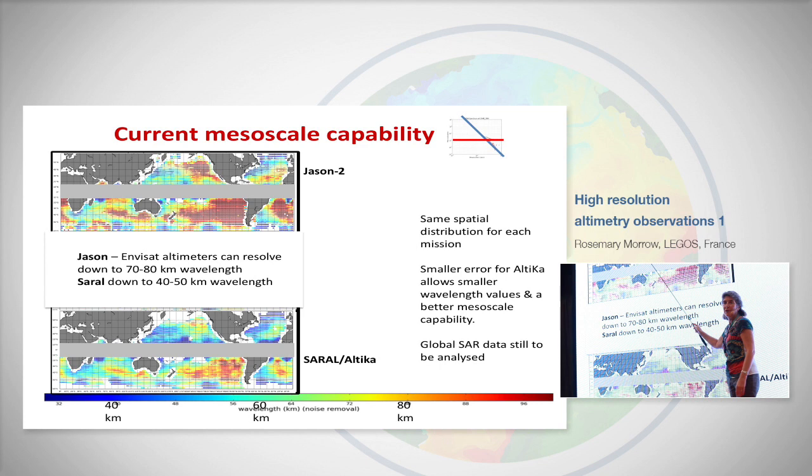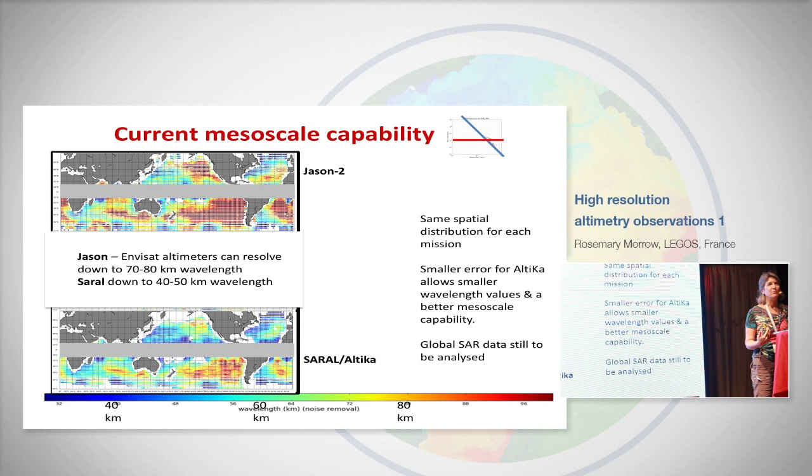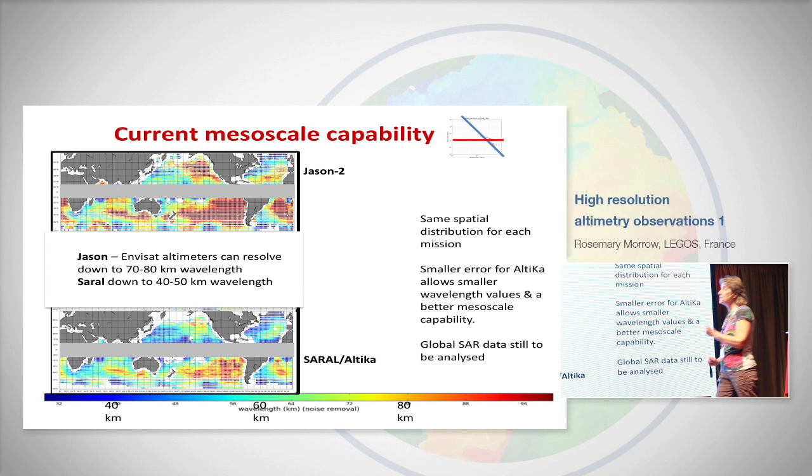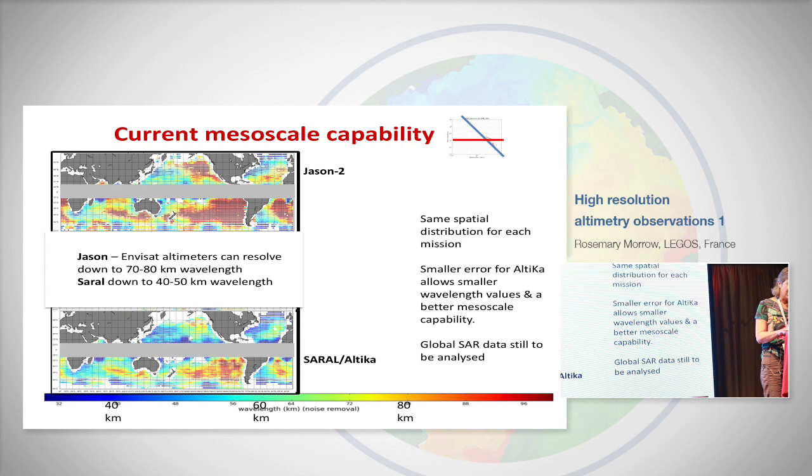You can probably go to smaller scales. If you're doing a regional analysis, you perhaps don't have to smooth out everything to 70 kilometres, but in other areas you really need to smooth out the noise at much larger scales. So, two points I just want to make about this.